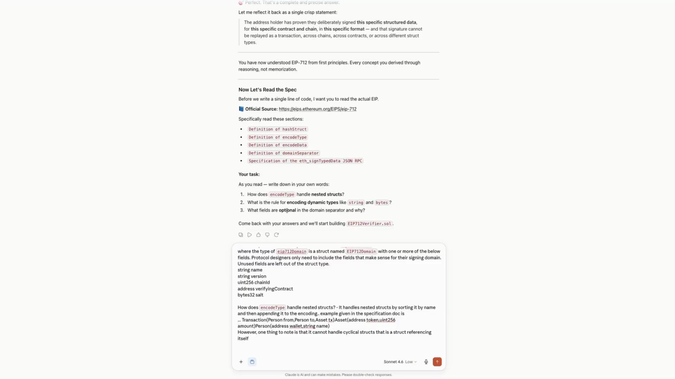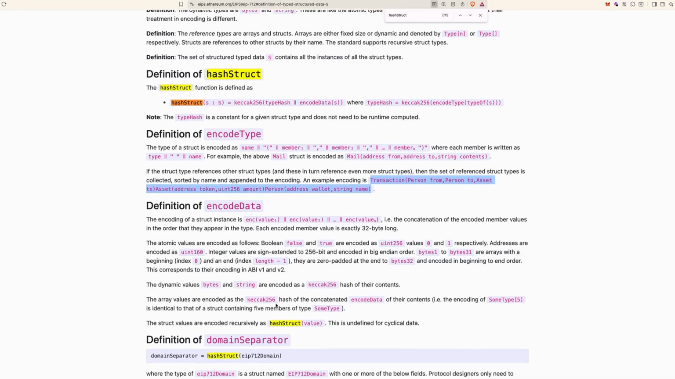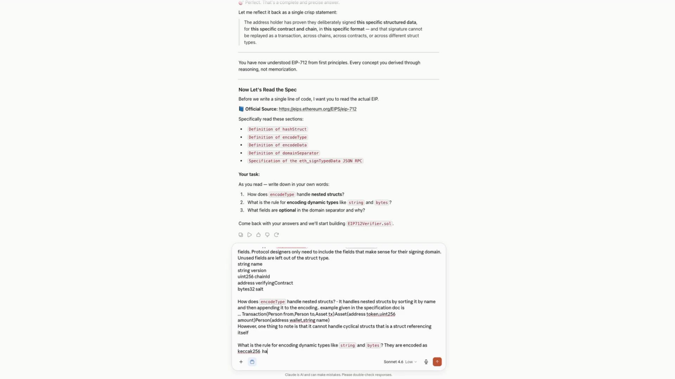What is the rule for encoding dynamic types like string and bytes? They are encoded as keccak256 hash of their contents. Dynamic values, bytes and string, are encoded as the hash of their contents.